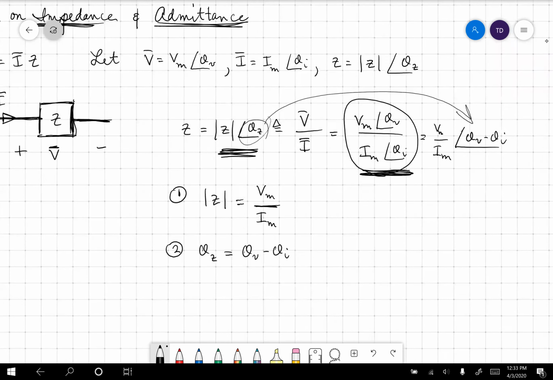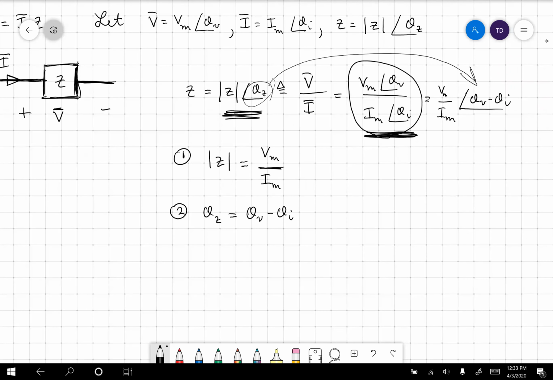So these things don't just happen on their own. You can look at this in a number of ways, and here's one way that I look at it. Theta I is governed by theta V minus the angle of the impedance. So once I know the angle of the voltage, I just subtract the angle of the impedance, and that will give me the angle of the current. That's the way I see it.